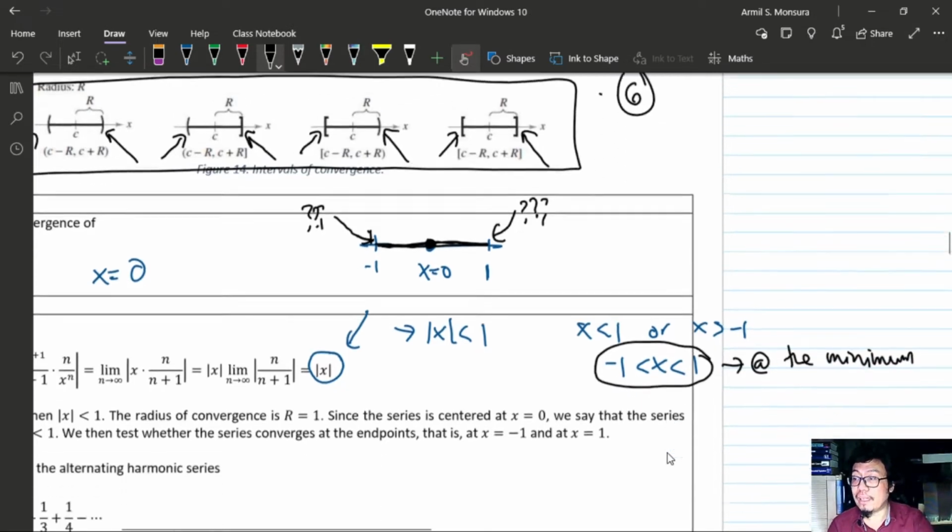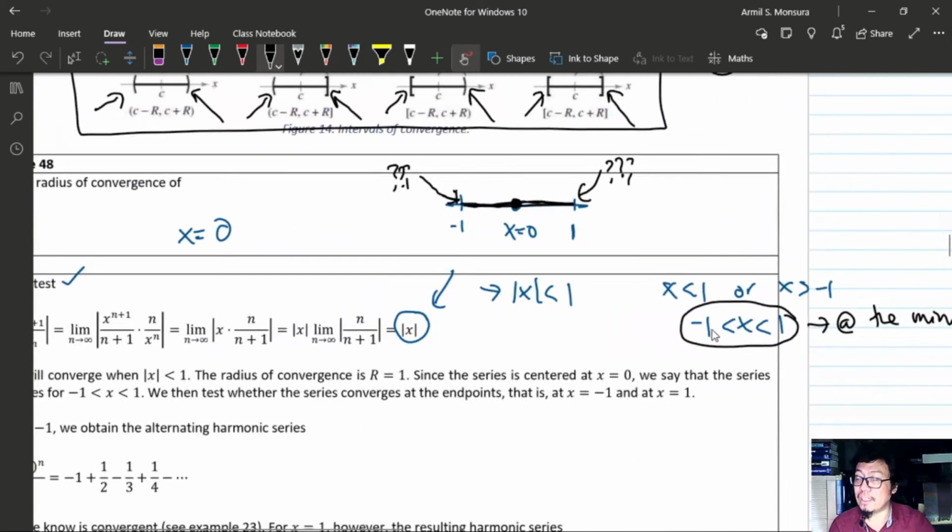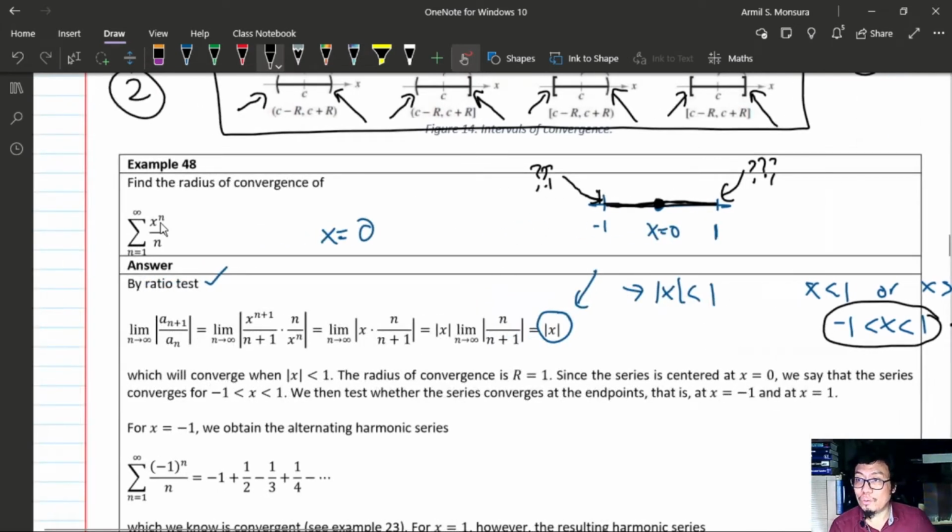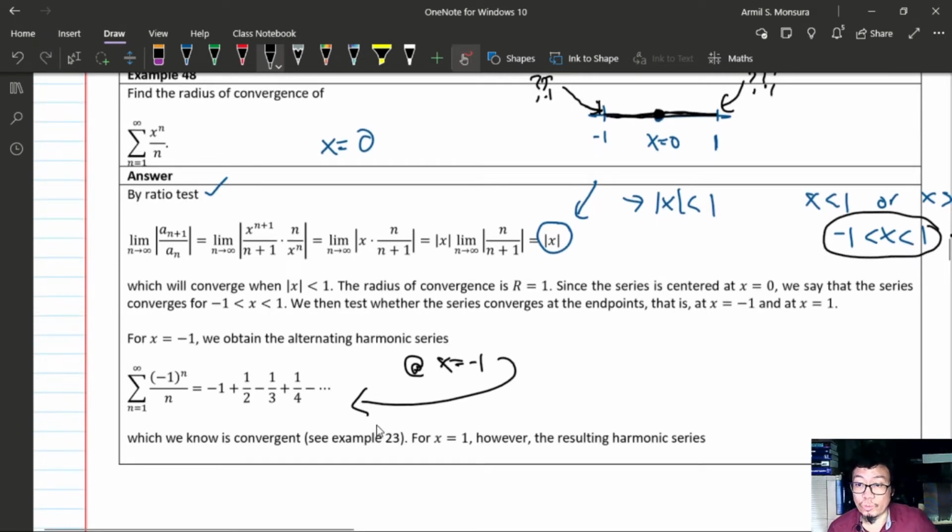Now what we will try to find out is whether it actually converges on the endpoints. To do that, we will have to do an actual test. So we will evaluate this series at -1 and +1, the endpoints. At x equals -1, your series becomes this. This is an alternating harmonic series. We know for a fact that the alternating harmonic series is convergent. So at this point, your series is convergent.